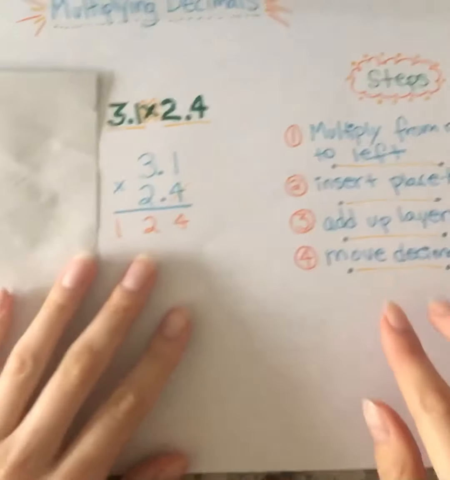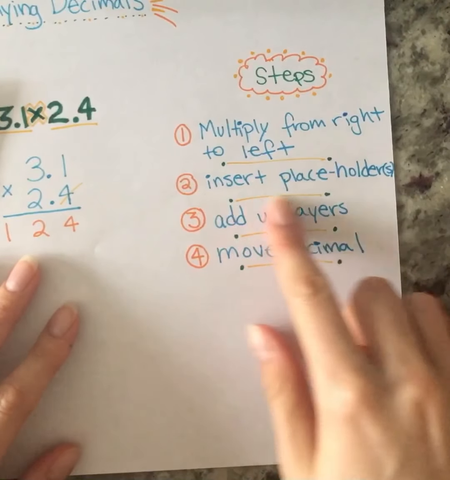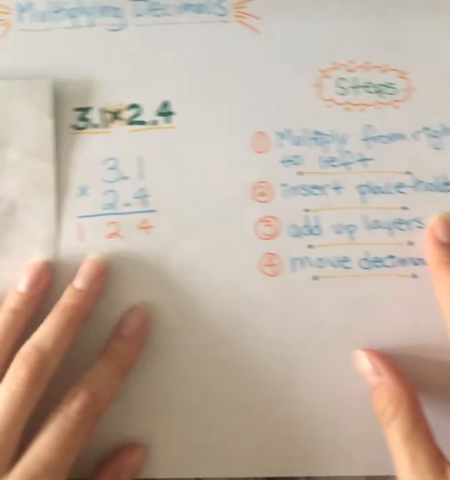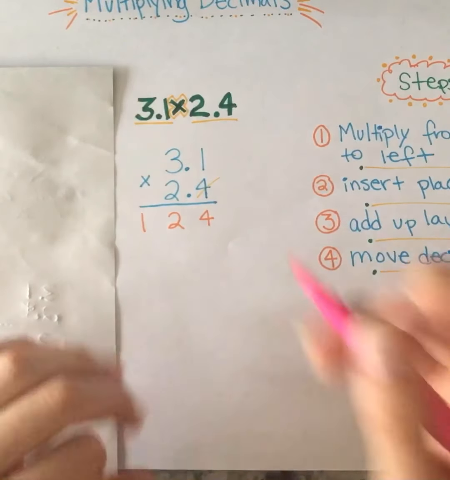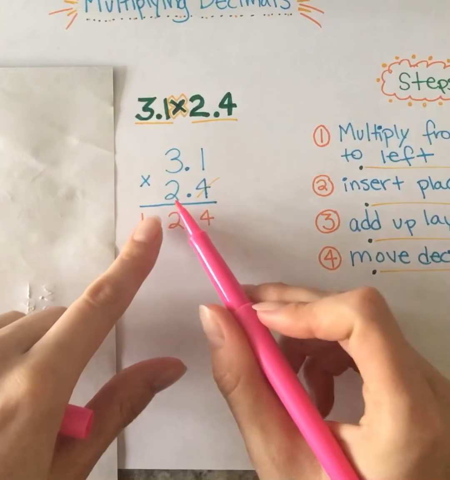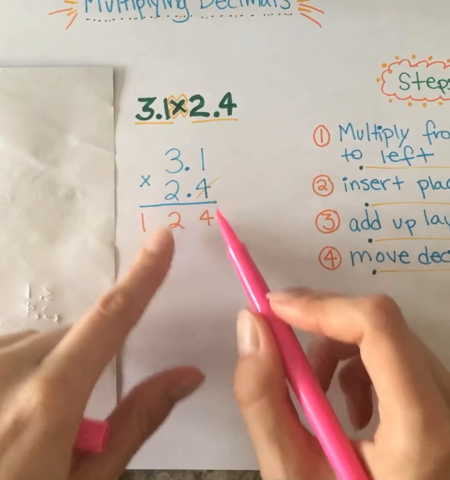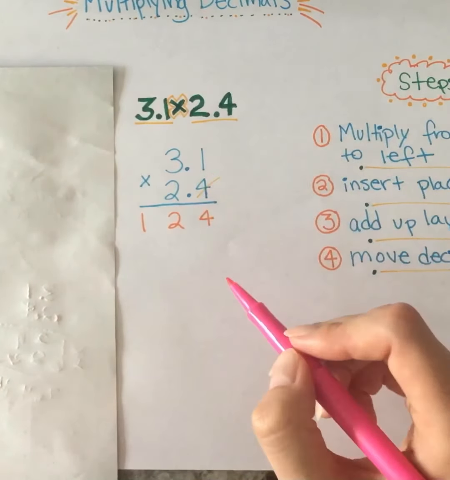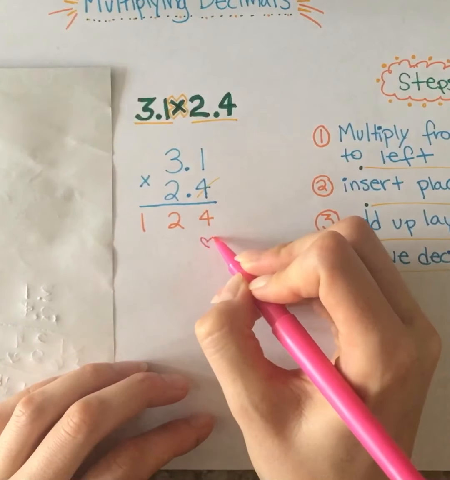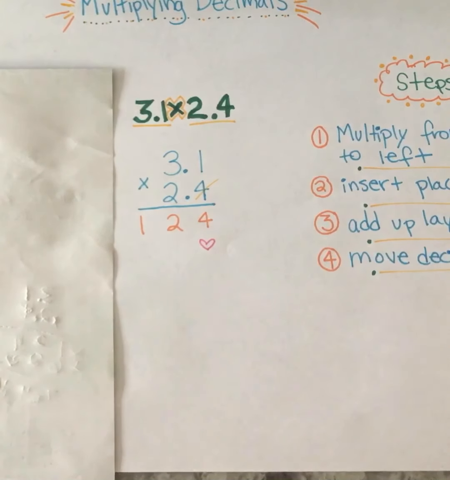And now step 2, we need to insert our placeholder. So since our next number, the 2, is in the ones place, we're going to have to move over. We can't go to the 10th place, so we'll have to put a placeholder here. You could put a 0, you could put a heart, a smiley face, a butterfly, it does not matter. I'm doing a heart here because that's what our class sometimes does.